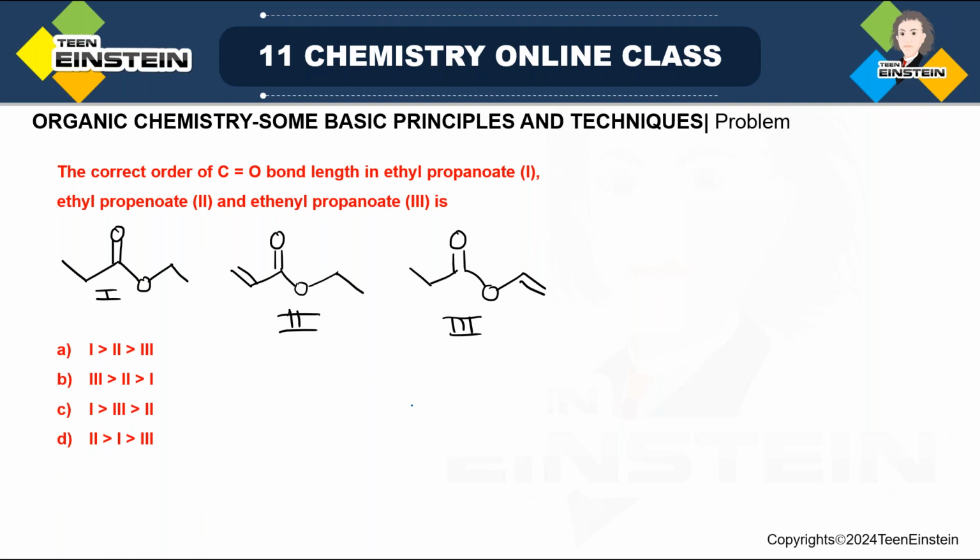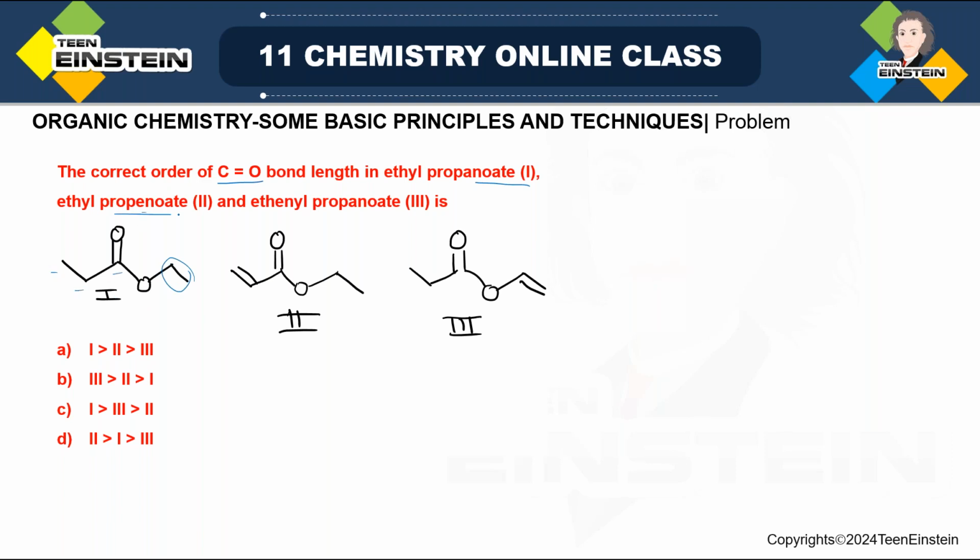Here we have this problem which is saying the correct order of C double bond O bond length in these three species. The first species is ethyl propanoate. Pictures are already given for these three molecules, but even if not given, you can draw them from the names. So ethyl propanoate: this part is ethyl and this is propanoate, because we have a total of 3 carbons. So this is a start.